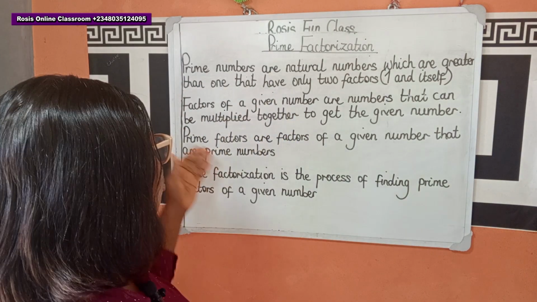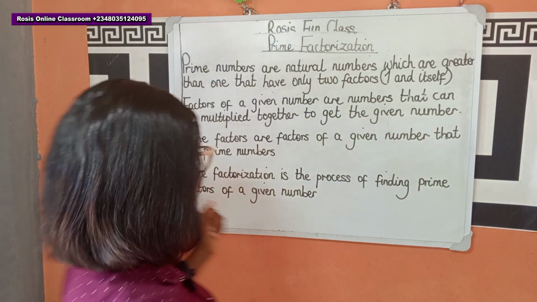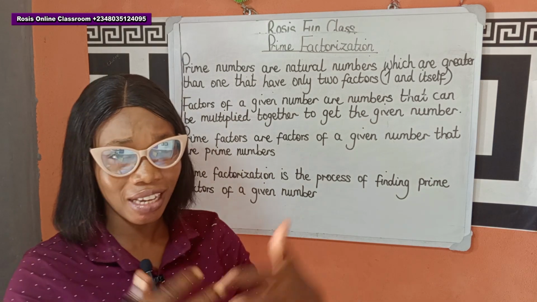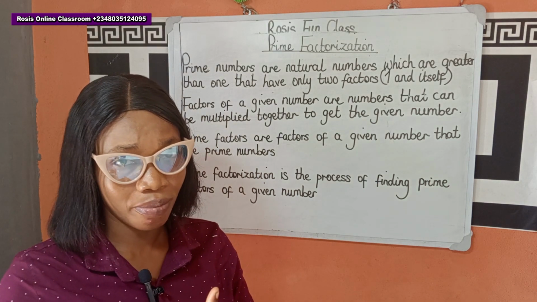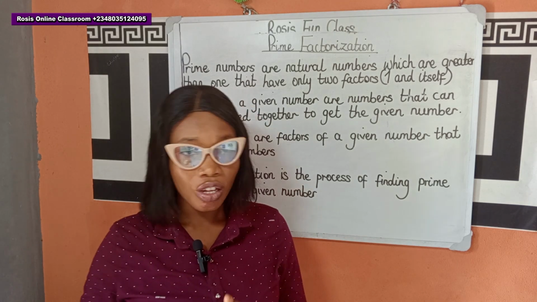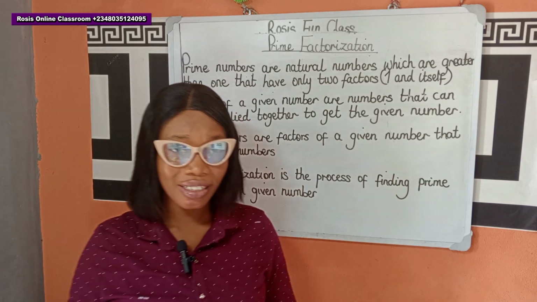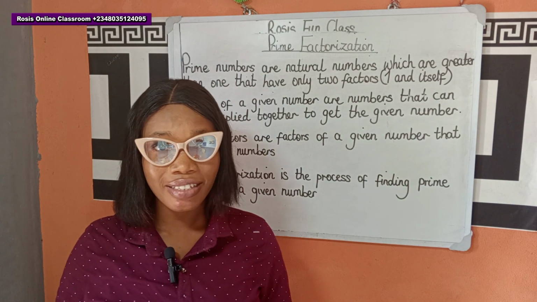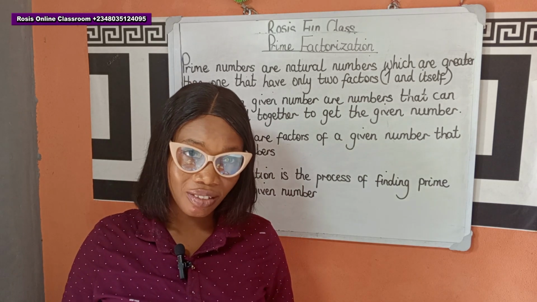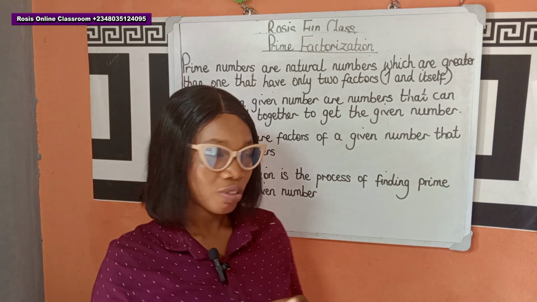Now, we'll move over to factors. What are factors of a given number? Factors of a given number are numbers that can be multiplied together to get that given number. For instance, what are the factors of 2? Factors of 2 are 1 and 2. 1 times 2 gives us 2. So 2 and 1 are factors of 2.